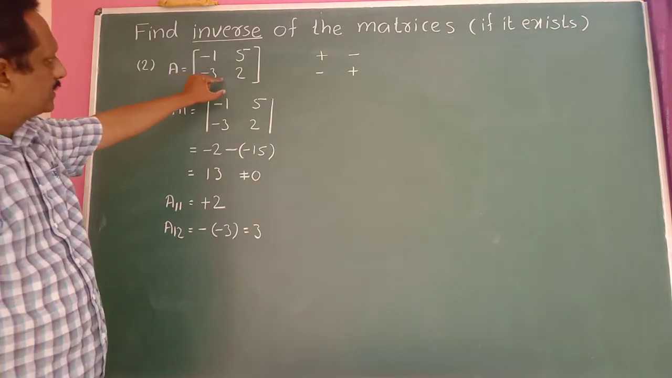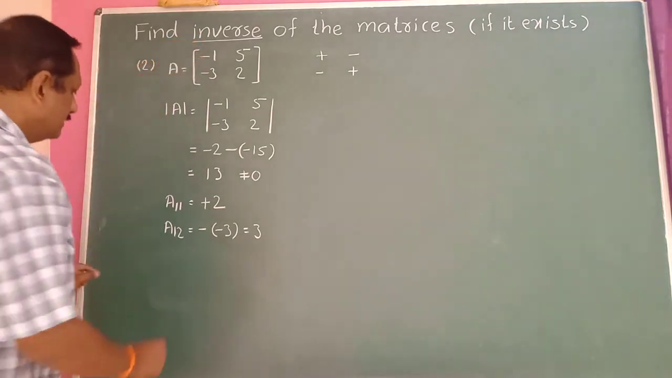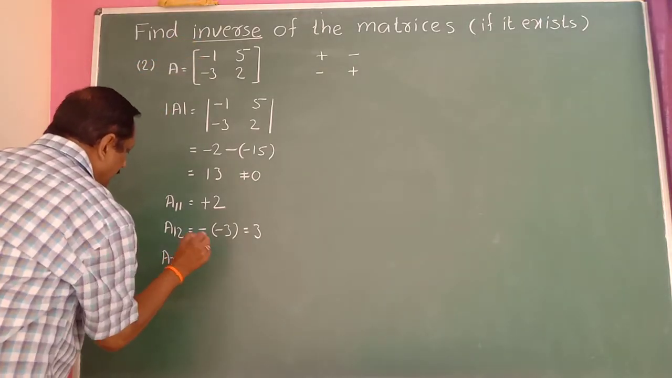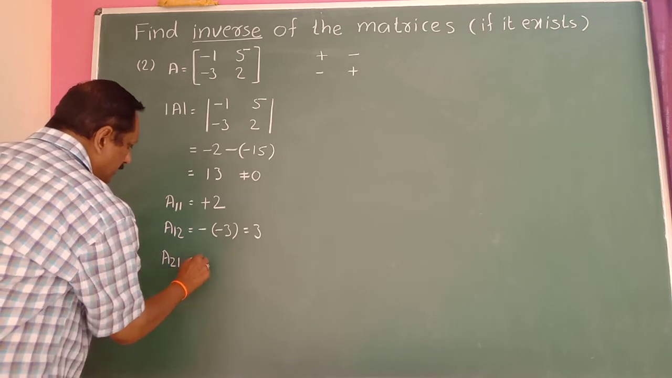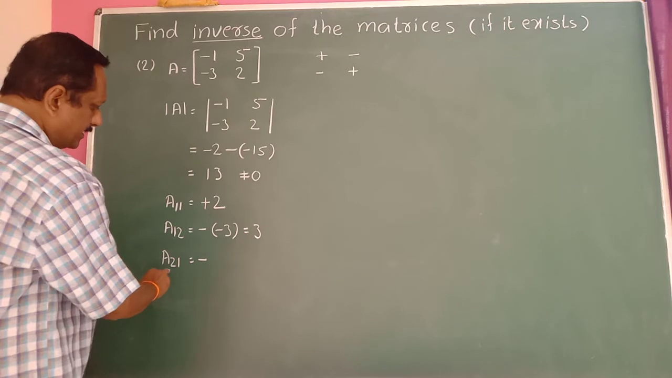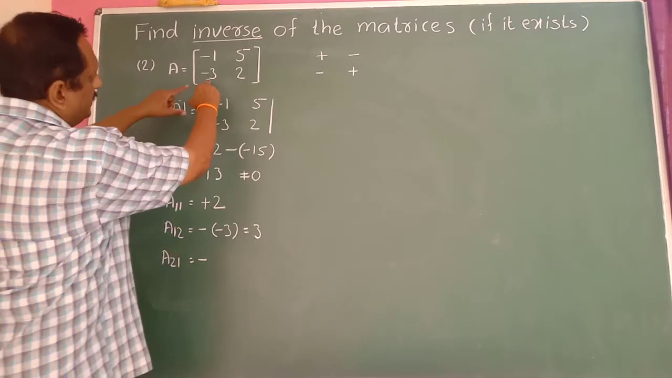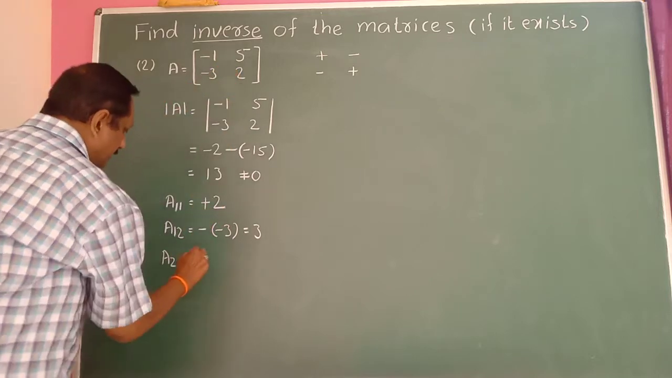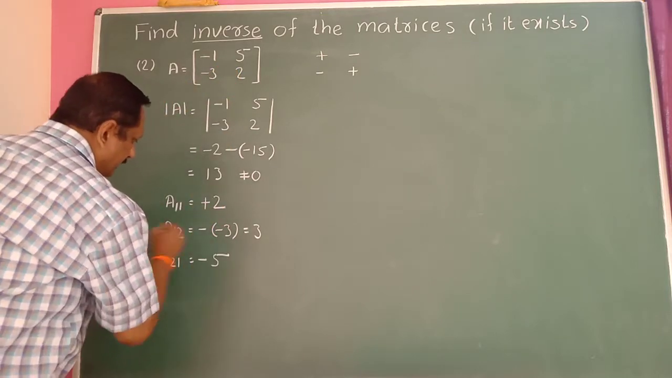Then we find the cofactor of this element. This is in the second row, first column here. Therefore A21, second row, first column element. So 2 plus 1 is 3, an odd number, take the minus sign. Then deleting second row, first column, the remaining element is 5. So it is a minus 5.